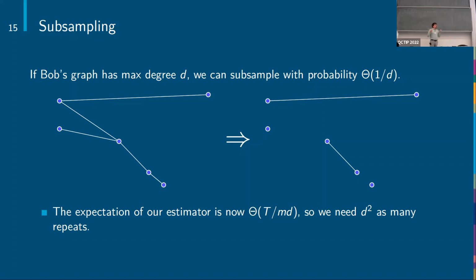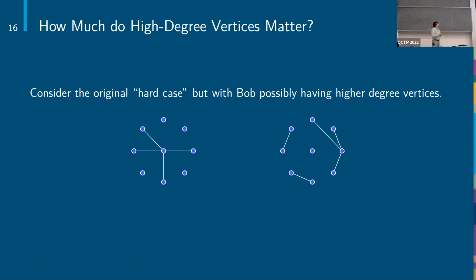And that's fine if D is small, but in general, Bob's maximum degree could be as large as he wanted. So that still doesn't quite solve our problem. So we have to think about how much damage high degree vertices can do to the accuracy of our estimator. Say Bob just threw away all vertices with a degree above some constant, what would happen? Well, to understand that, we're going to start by rolling back the clock a bit and considering what happens in our original hard case, where Alice just has a star, but now we've generalized Bob's input.